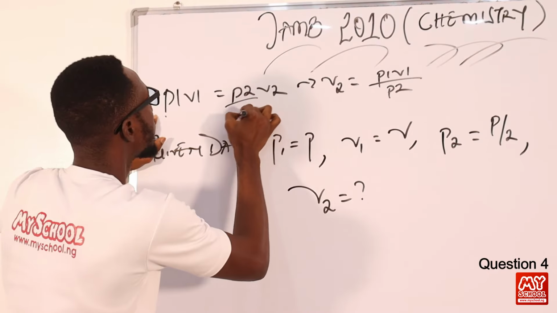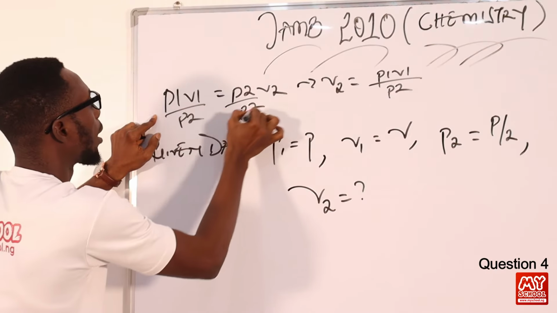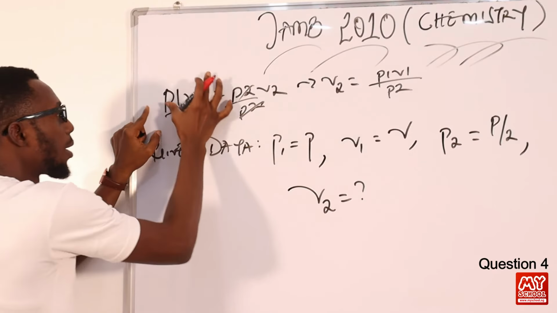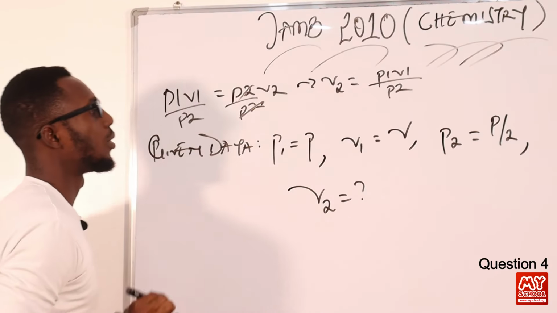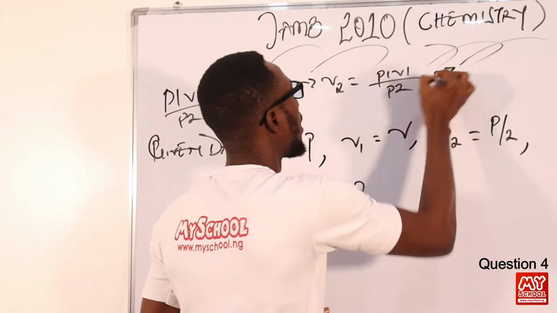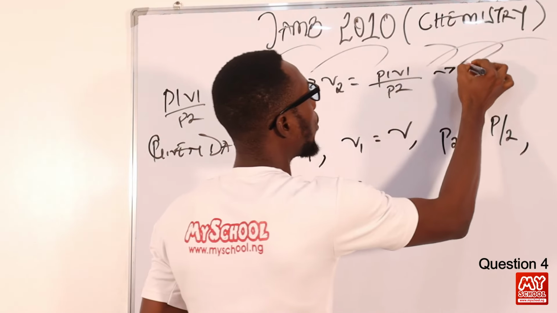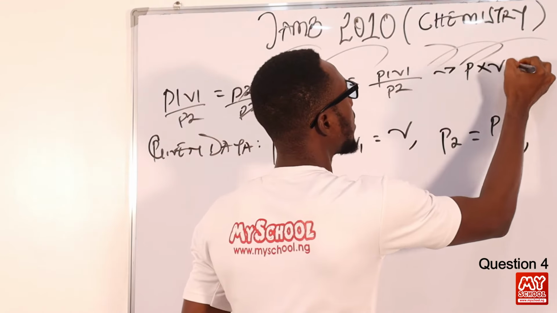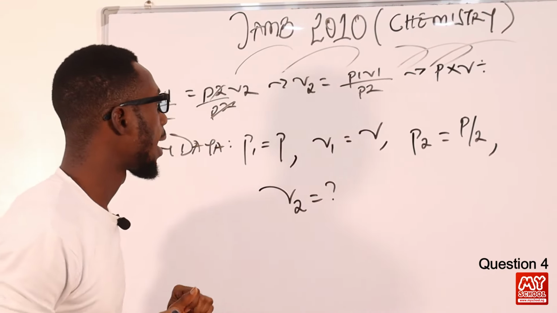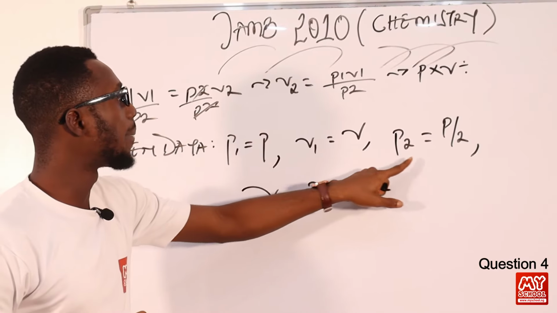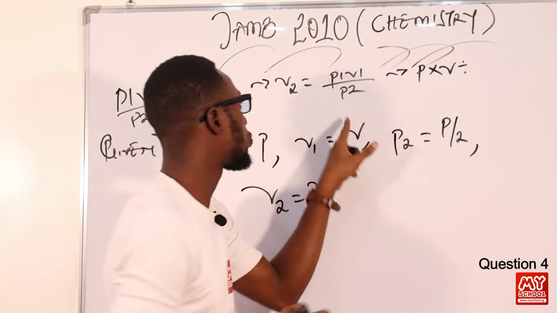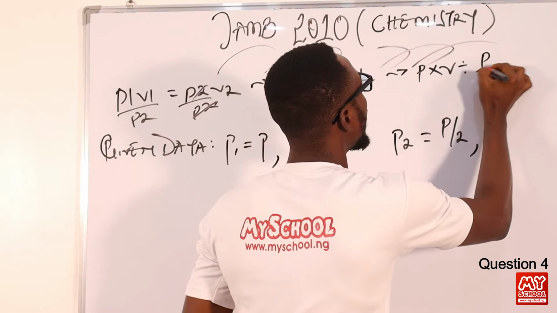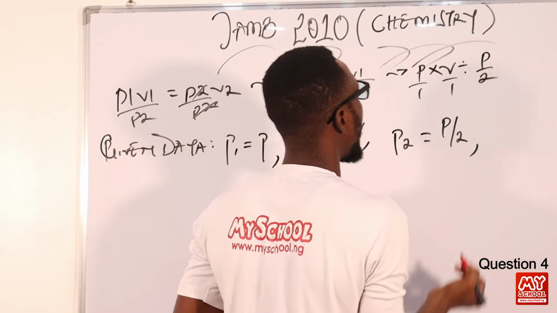So if you try it out, this is how the derivation came up. So V2, then this. Let's slot it in. I should have my P1 as P times my V1 as V, divided by my P2. My P2 is P over 2. So that is what we have here.